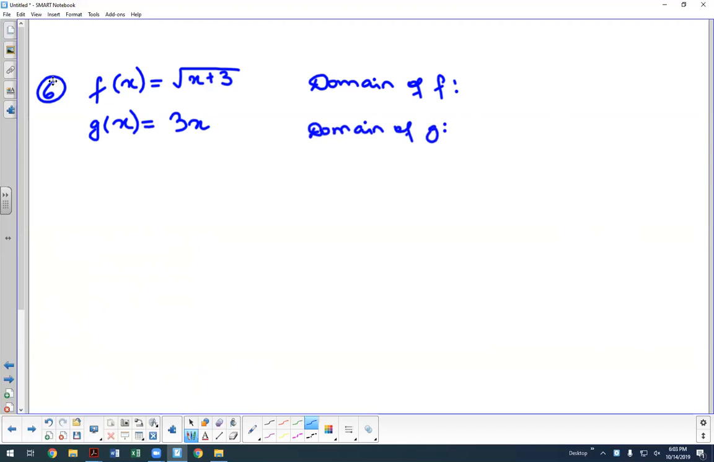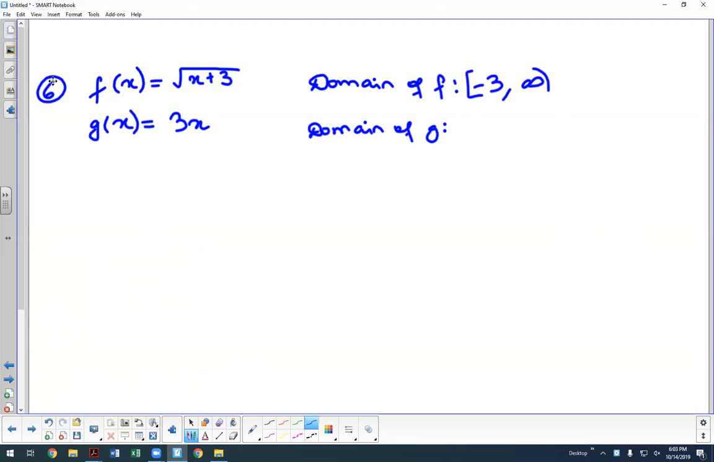You said -3 to infinity? Yeah. Okay, so do we agree with that for the f function? Yeah, because -3 again will give us 0, right? If I did -3 plus 3, I get 0. Square root of 0 is of course 0. So starting at -3, we're going to positive infinity.